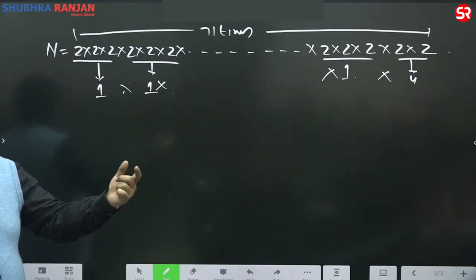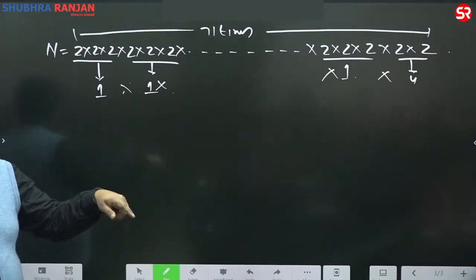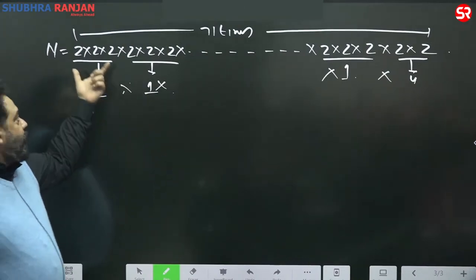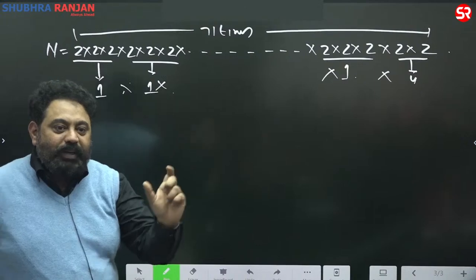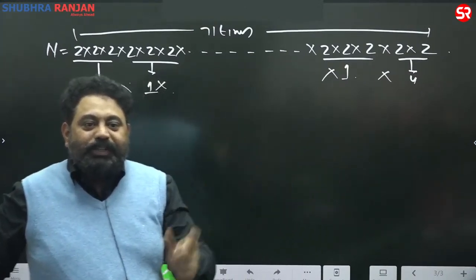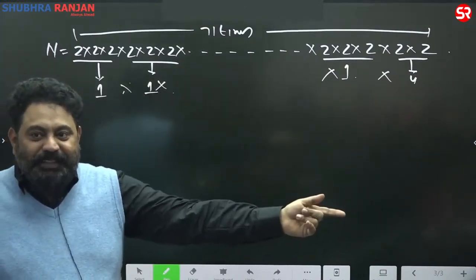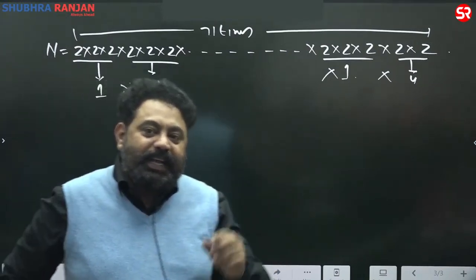2 into 2 into 2 is 8. 8 when divided by 7, remainder is 1. 1 here, 1 here, 1 here. So you keep on making those triplets 1, 1, 1, 1, 1. So whatsoever left is a remainder. That is the reason making 1 is actually important.